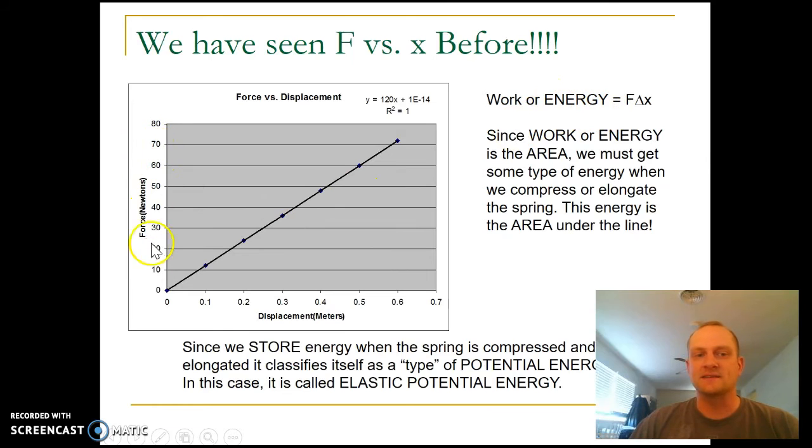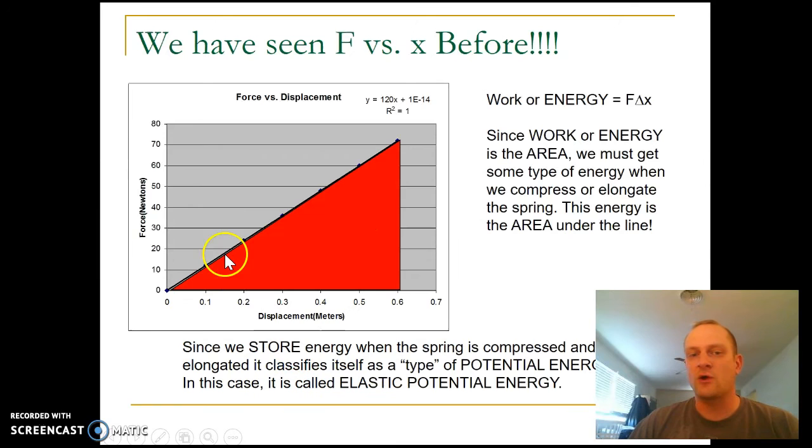So over here on this axis, I've got force. On this axis, I've got displacement. If I find the area of this triangle, it's 1/2 base times height. I'm doing 1/2 force times displacement. This is the amount of work being done on the spring. That's the amount of elastic potential energy stored inside the spring.